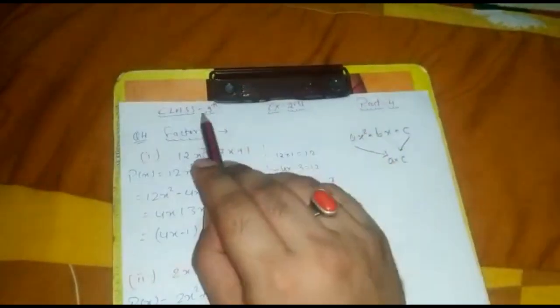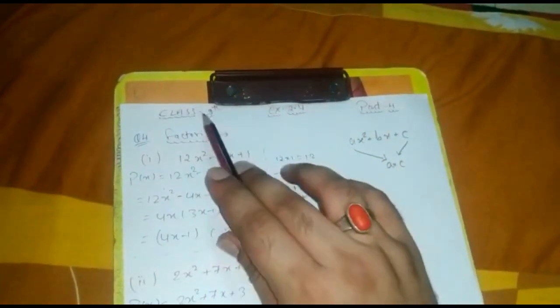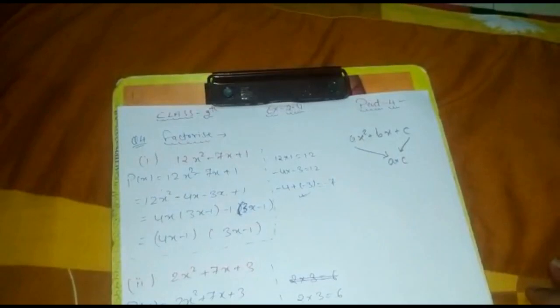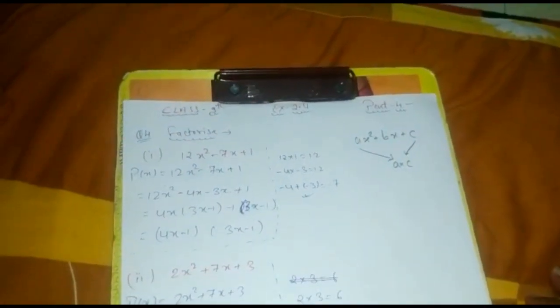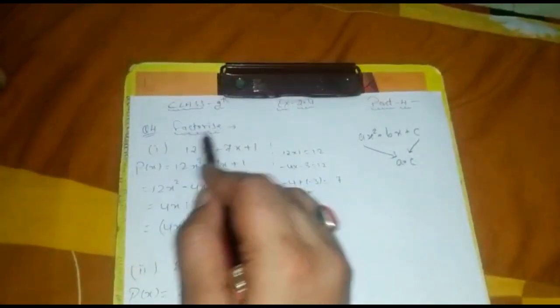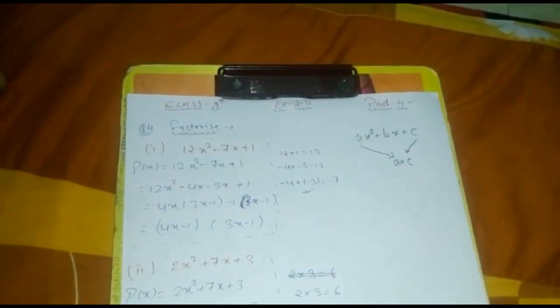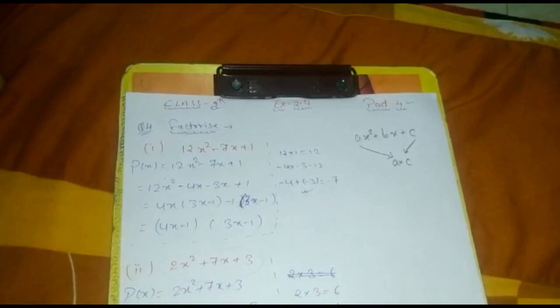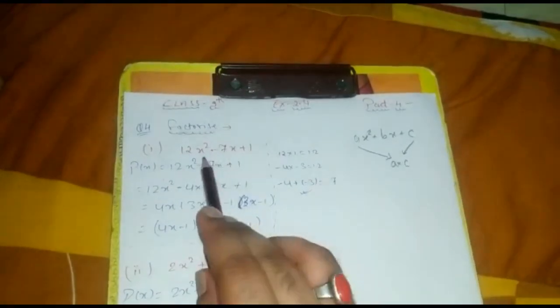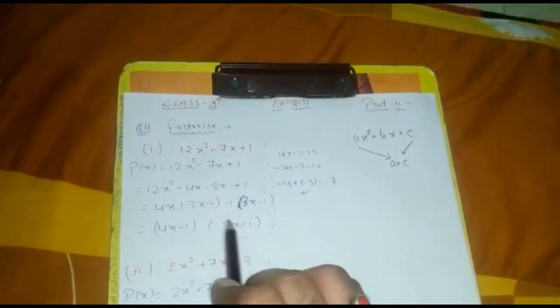Hello students, today we are discussing exercise 2.4 of class 9, and this is the fourth part of this exercise. We have to factorize this quadratic polynomial function. So here we have a quadratic polynomial function, and we have to factorize it. That means we have to split it into two parts.